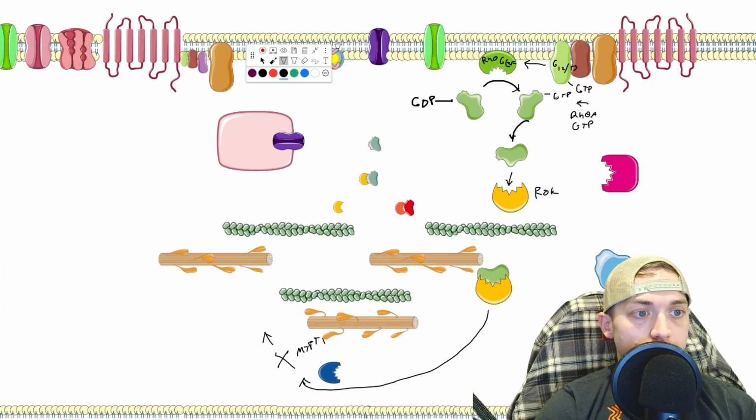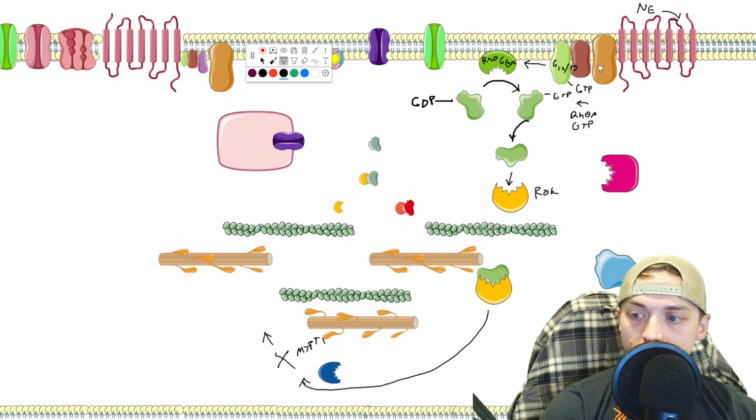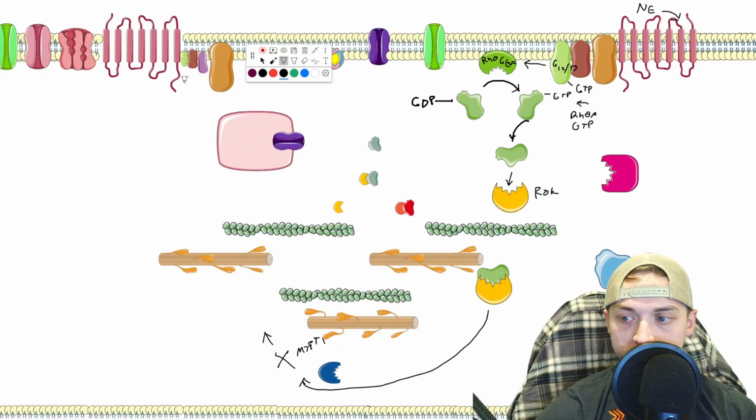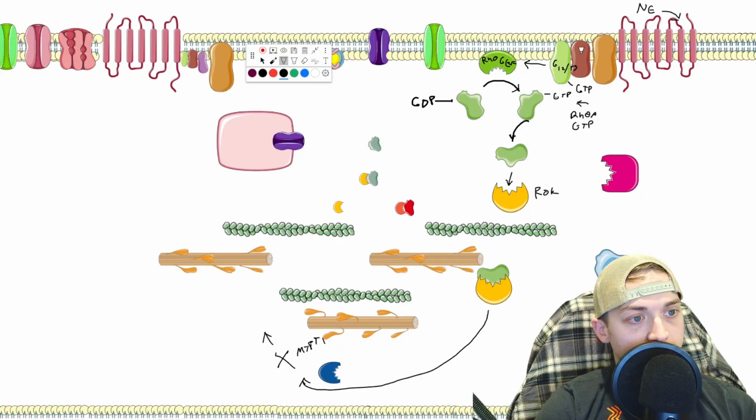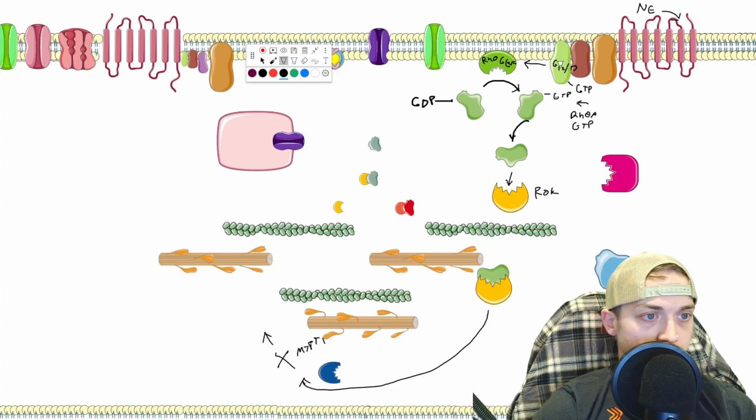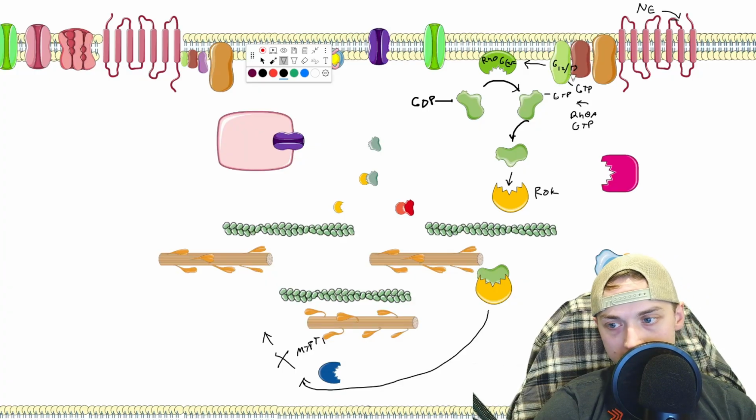Okay, so let's look over here. So we have something like norepinephrine. It's going to stimulate this receptor over here. It's going to go all the way through, and then we have this G protein complex. But unlike over here with the GQ protein, this is going to stimulate the G12 and 13 proteins. Now, once this G12 and 13 protein is stimulated, it is going to pick up a GTP.